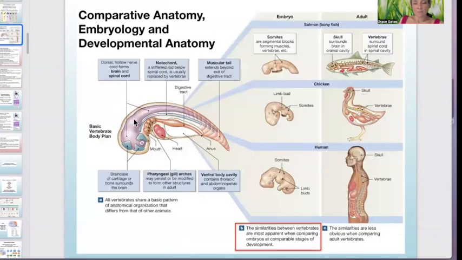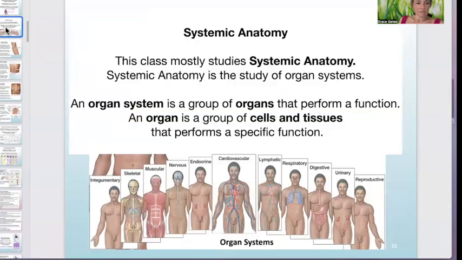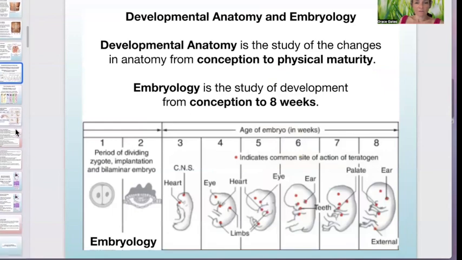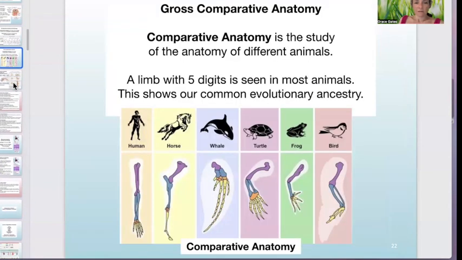Now, this picture looks very complicated, but if you read it, it's just very interesting. It's showing the basic vertebrate body plan. And here they're showing a salmon, a chicken, and a human. And they're showing that when they're embryos, we actually look similar. Although, of course, by the time we're adults, we look extremely different. All right, so that was gross anatomy, the different types. So we had systemic, surface, developmental, including embryology, and comparative.